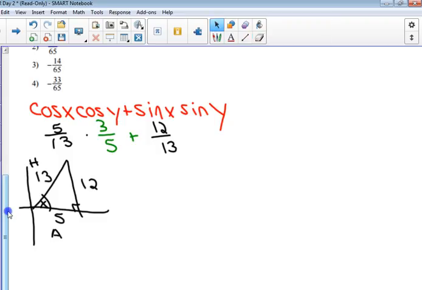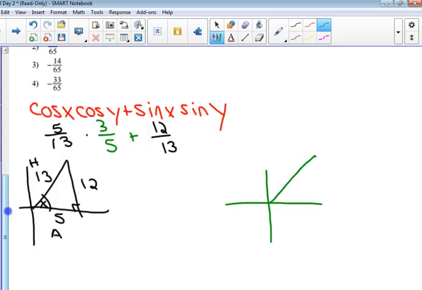I have to figure out the Y part here. So let's draw another little triangle here, different stuff. Here's my Y triangle. Okay, so we know cosine of Y is 3 over 5. So imagine adjacent over the hypotenuse. You got to build a triangle. Very good. Nice.